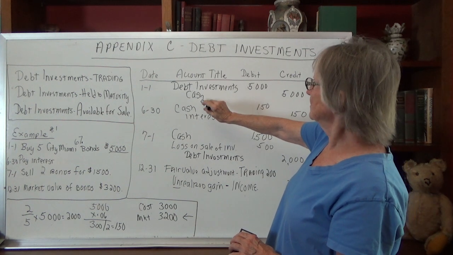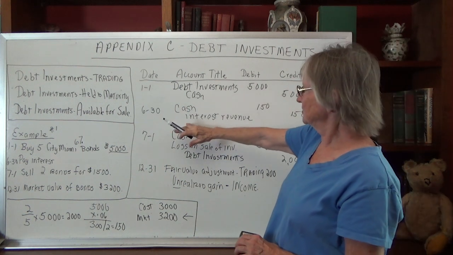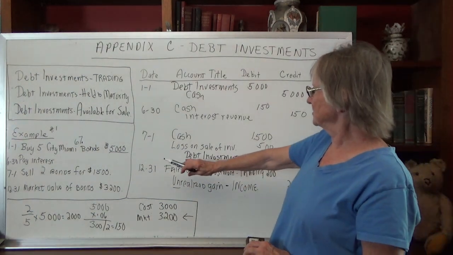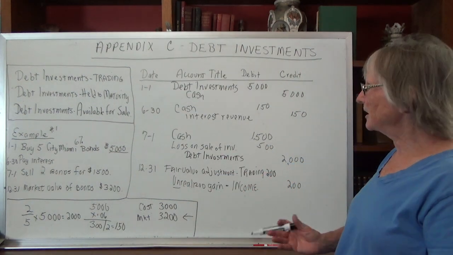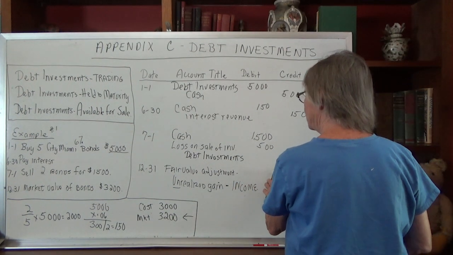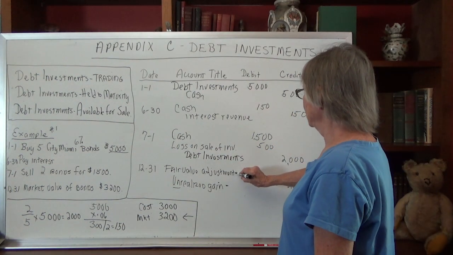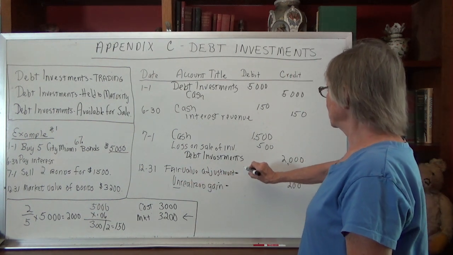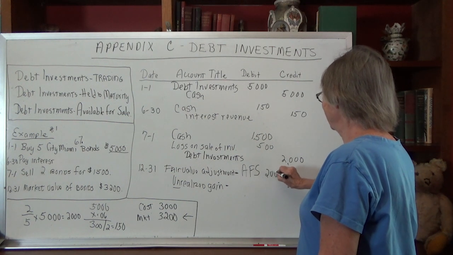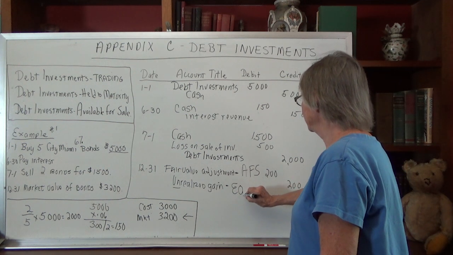The journal entry to buy them would be the same. The journal entry to recognize the income would be the same. The entry to sell them would be the same. But because they're available for sale, the journal entry to adjust them to fair value at year end would be a little bit different. It would be fair value adjustment available for sale, and I haven't got room to write that out. And it would be unrealized gain equity.